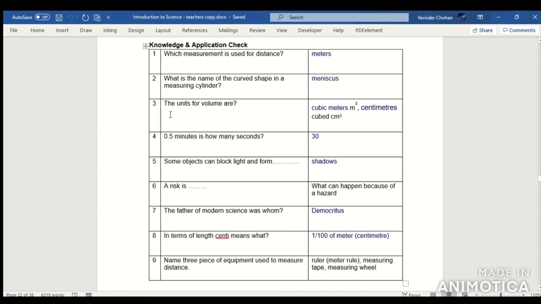The units for volume are cubic meters or cubic centimeters. Question 4, how many seconds is half a minute? 0.5 minutes is 30 seconds. Question 5, what can objects do to light? Some objects can block light to form shadows.